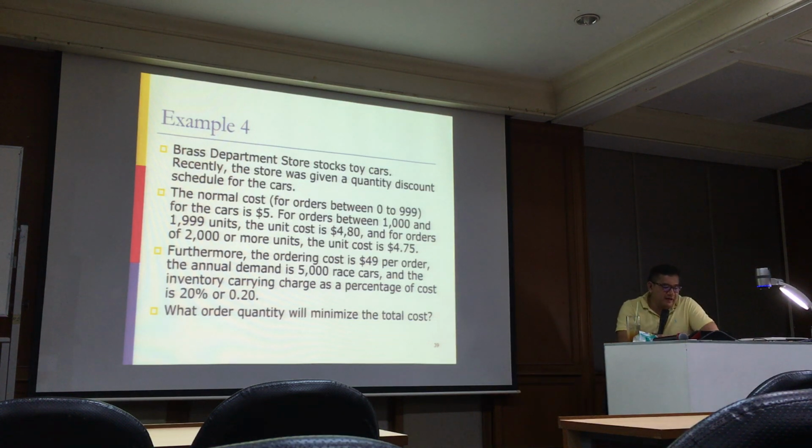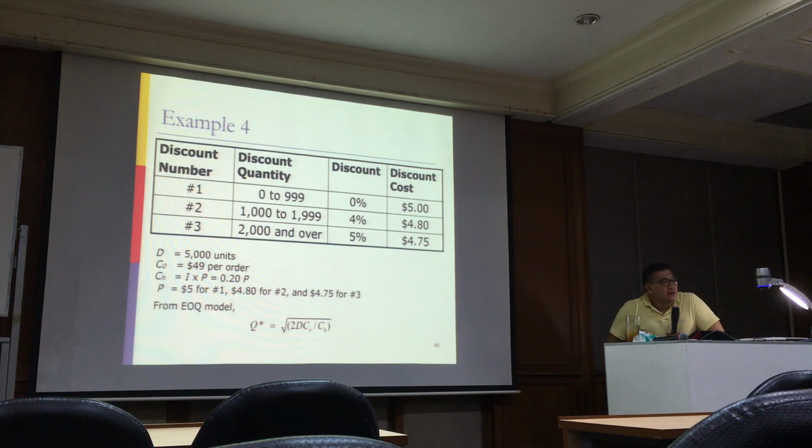So in this case, if I show the information from the problem, we can see that we have 3 levels of discount: discount number 1, 2, and 3. Number 1, you get no discount, or 0%, cost is $5. Discount number 2, you get a 4% discount, cost is $4.80. And discount number 3, 5% discount, you have $4.75. Demand is 5,000 cars. Order cost is $49 per order. Carrying cost at this time is calculated as 20% of the item cost.